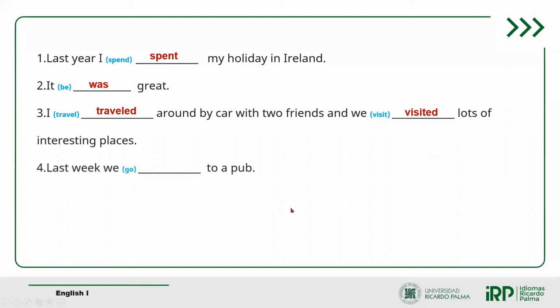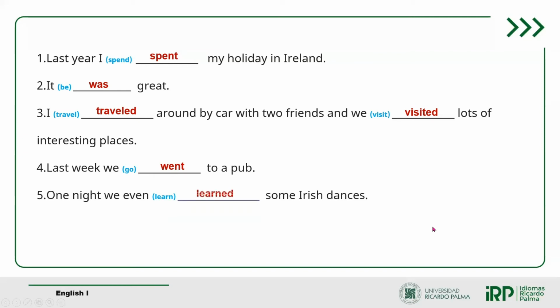Let's do number 4. Last week, we to a pub. What's the simple past of go? Do you remember? Went. Exactly. Last week, we went to a pub. Fantastic. Number 5. One night, we even some Irish dances. One night, we even learned some Irish dances.